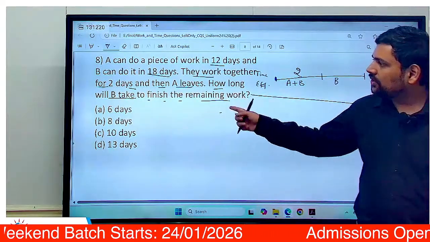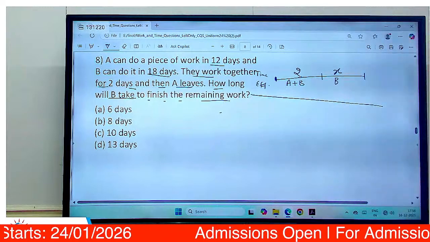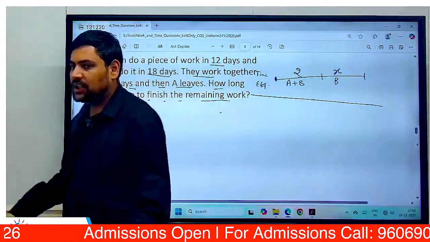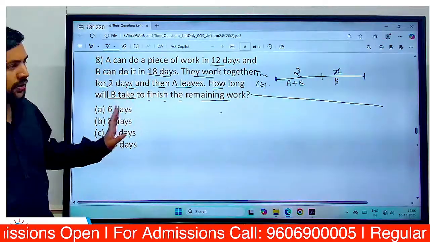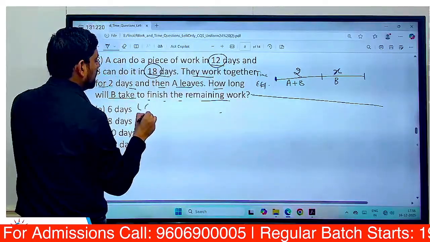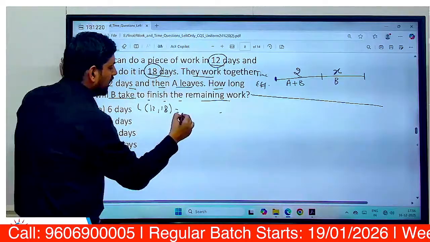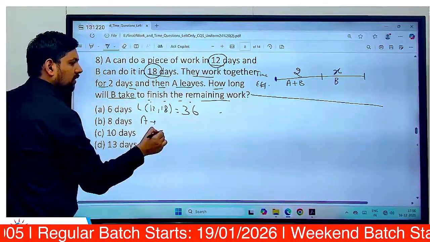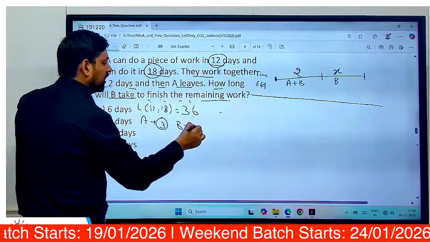Now it says how long will B take to finish the remaining work. So this we don't know. This is X. Now, can we get the values of A and B? For that, the process is exactly the same as before. A can do it in 12 days. B can do it in 18 days. So take the LCM of 12 and 18. What will be the LCM? 36. Then the efficiency of A will be 36 by 12, which is 3. Efficiency of B will be 36 by 18, which is 2.